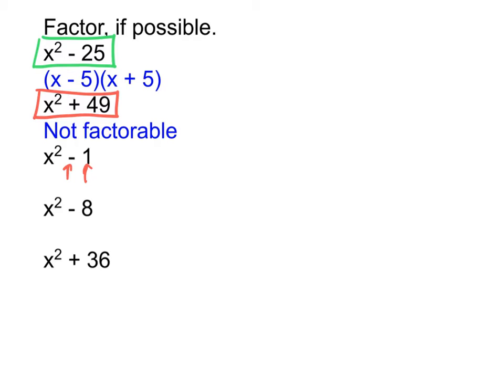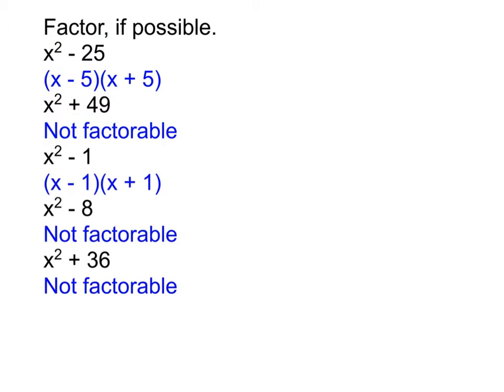Well, 36 is a perfect square. Okay, so that's a possibility. Is it subtracting the perfect square? No. And so for that reason, that would not be factorable. So remember that in order for it to be factorable, we have to be subtracting, and the number that we subtract must be a perfect square. I have to be able to take the square root of it and get a whole number.